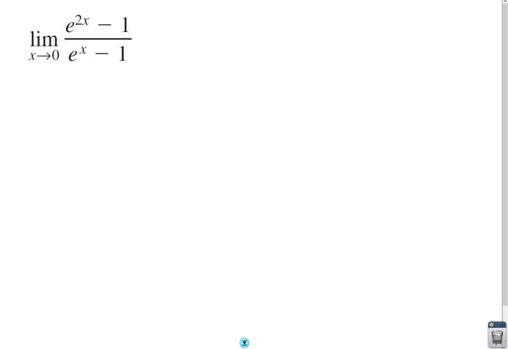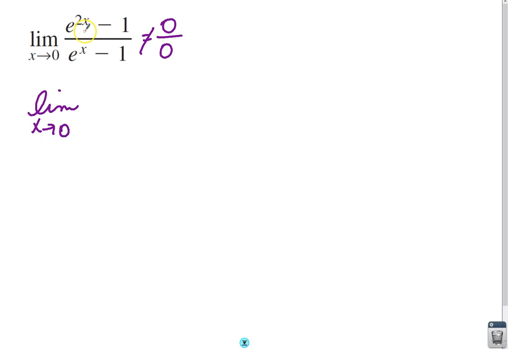Okay, limit as x approaches 0 of e to the 2x minus 1 over e. All right, well, let's try our standard direct substitution. e to the 0 is 1, minus 1, so 0 over 0. Oh, okay, well, that didn't work. All right, so then let's see if we can maybe factor the top.